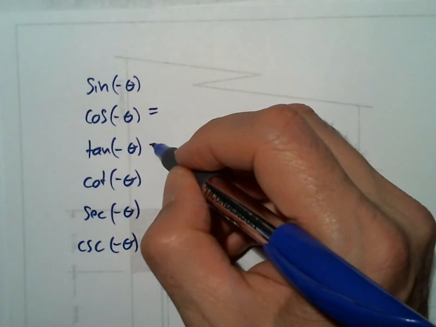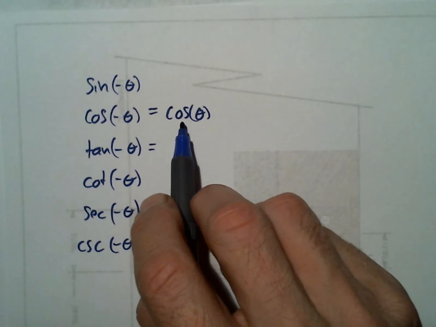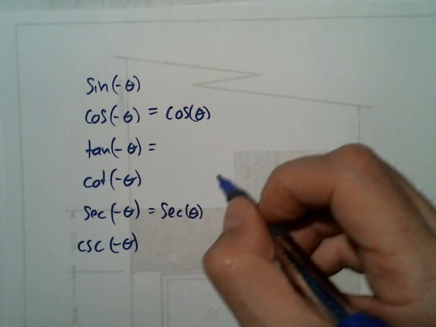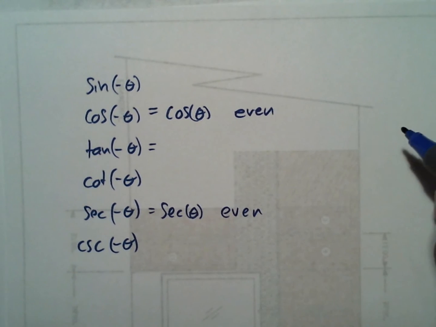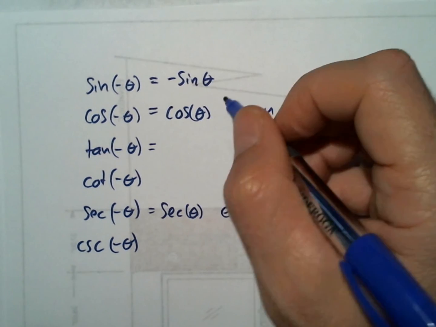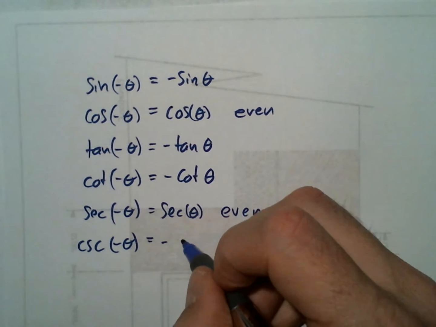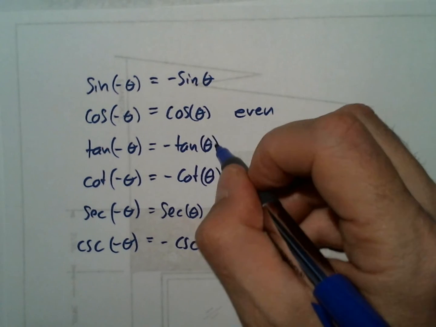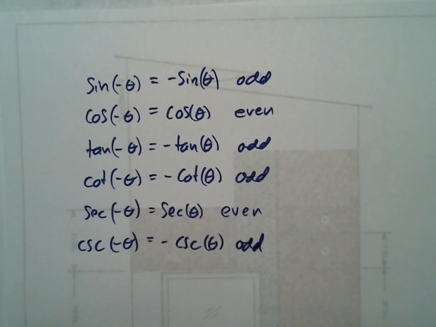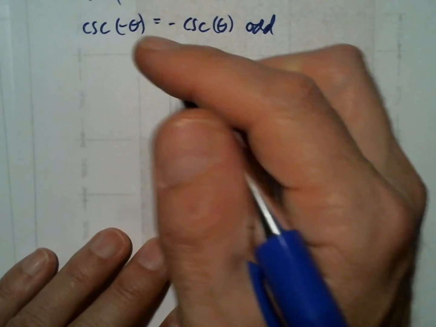The only even functions are cosine and secant, and if you have a theta or a negative theta, it doesn't matter, you get the same y value, and secant is the same. Those are even. Everything else is odd, so when you change the sign of theta, you get a negative y value. And those are odd. And then we can see some questions using this identity.